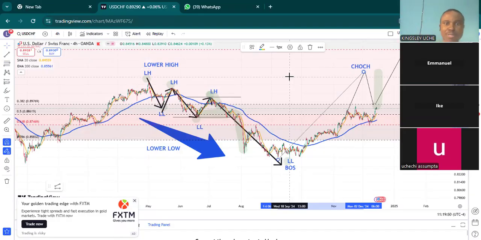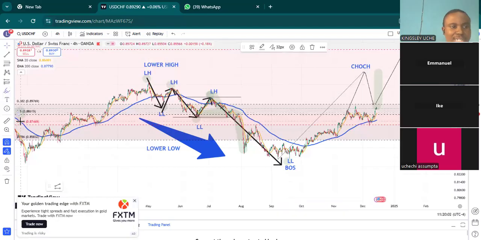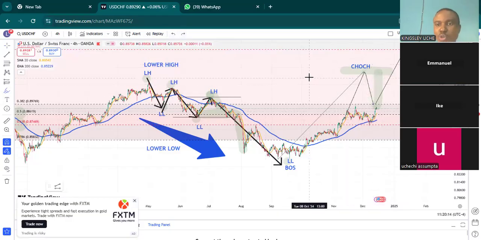Okay. So now the market is going up. So we want to see the market price come down towards the 0.5 and 0.618 area. Now, as I said, we are assuming the market has already gotten to the change of character here. You can see this arrow that I drew here, right? Now, we need the market to come down.